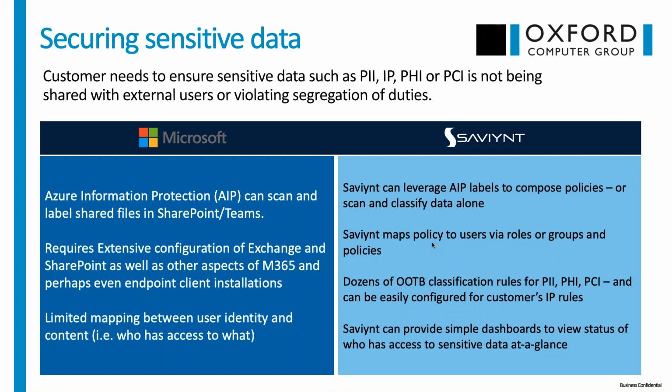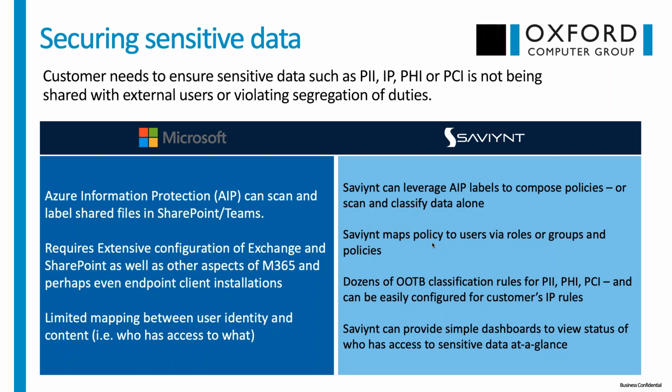There are literally dozens of out-of-the-box classification rules for the typical PII, PHI, and PCI type data structures. But we also provide some really good configuration capability in the platform using a combination of regex and JSON and other formatting tools to define intellectual property. Because intellectual property varies by your organization's needs, we have a way to describe what IP looks like so that we can use that as part of our policy engine as well.